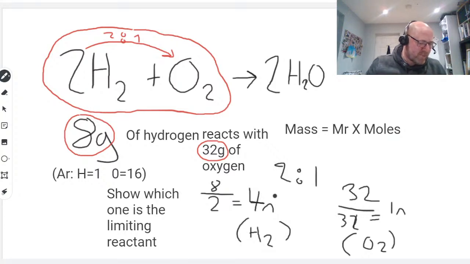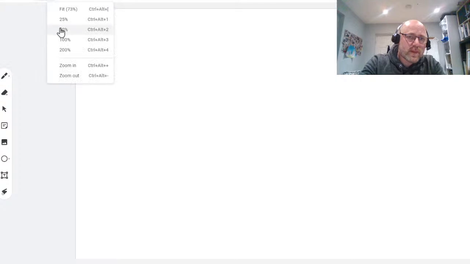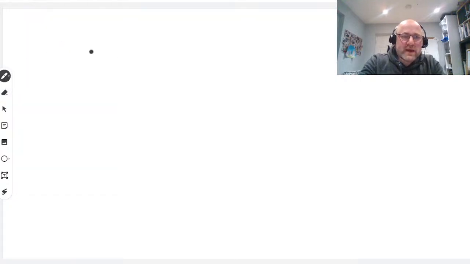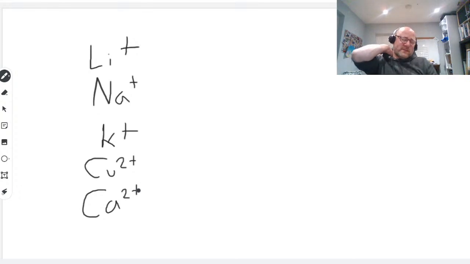I did reacting mass a little bit before. I haven't done flame tests, so I'll just talk you quickly through flame tests. They're not coming up for everybody, but there's lithium, sodium, potassium, copper, calcium. So these are the 5 metals you need to know for the flame tests.